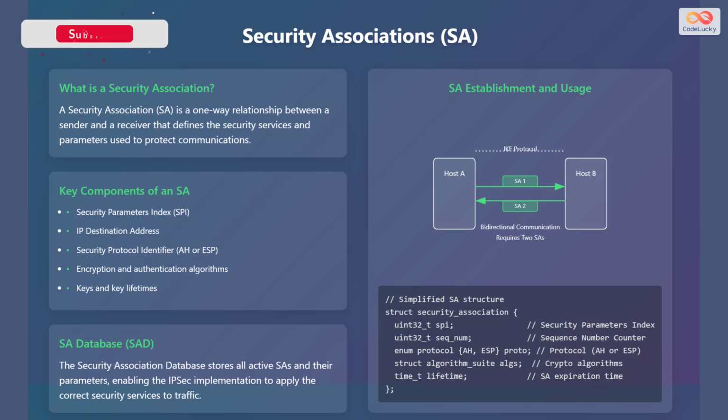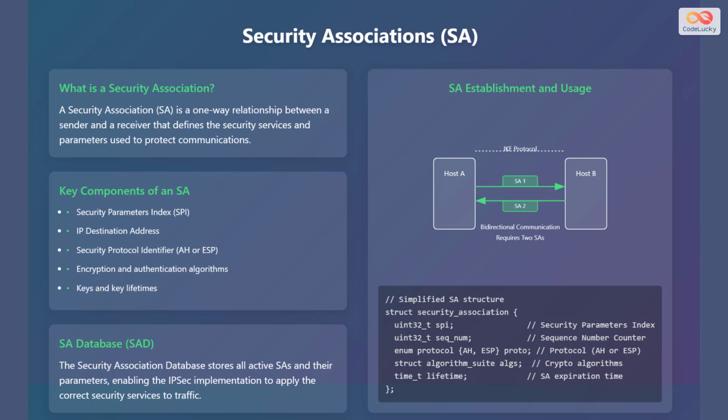A security association, or SA, is a one-way relationship between a sender and a receiver that defines the security services and parameters used to protect communications. Key components of an SA are the Security Parameters Index, IP Destination Address, Security Protocol Identifier, which can be either Authentication Header or Encapsulating Security Payload, encryption and authentication algorithms, keys and key lifetimes.